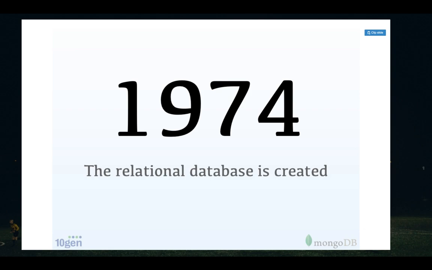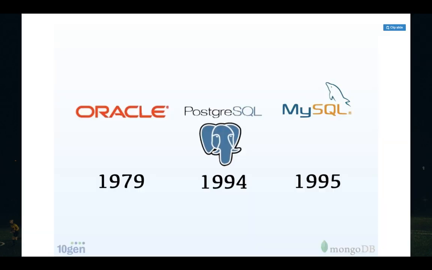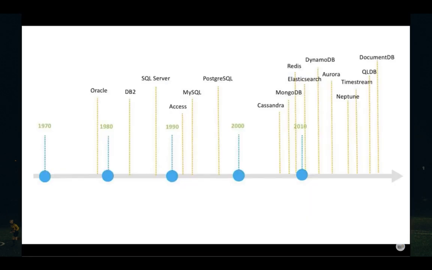So it was in the year 1974 that the relational database was created. When we see the history of databases, in 1979 the first database, Oracle, was introduced. Then in 1994, PostgreSQL, and in 1995, MySQL was introduced. You can see it on the timeline.